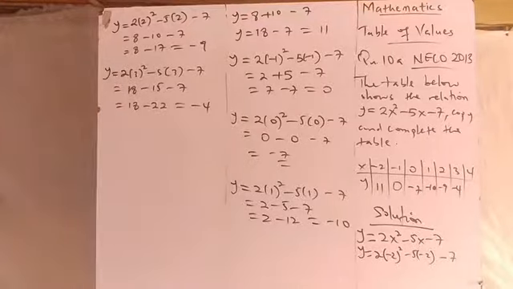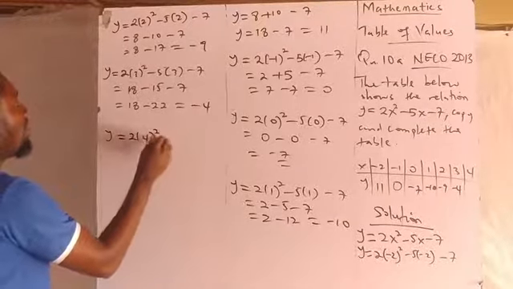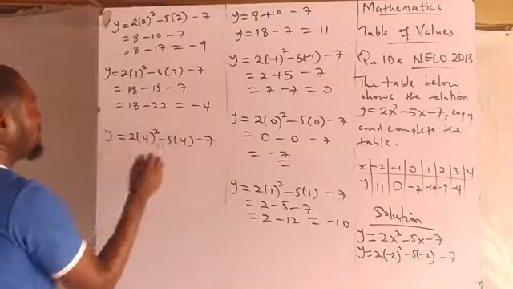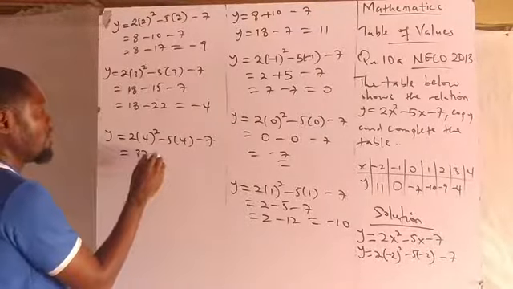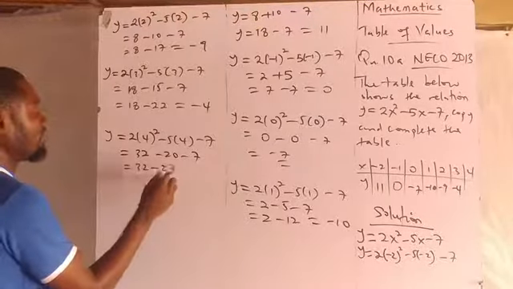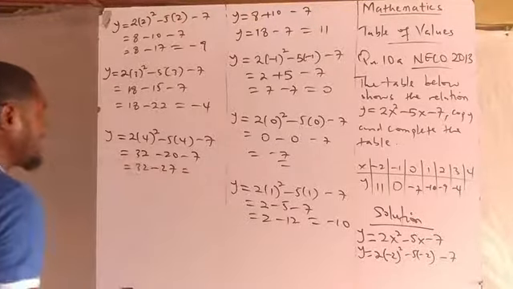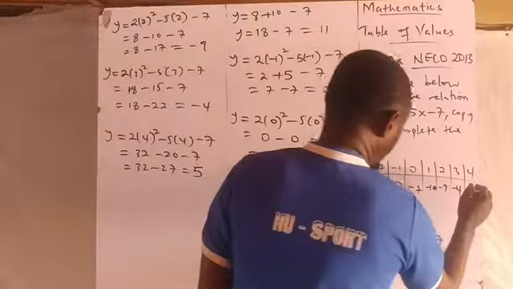Then finally, when x is 4, what is y? y is equal to 2 into 4 squared minus 5 times 4 minus 7. 4 squared is 16, times 2 is 32, minus 20, minus 7. That will be 32 minus 27. And what will be the answer? That will be 5. So our answer here is 5.